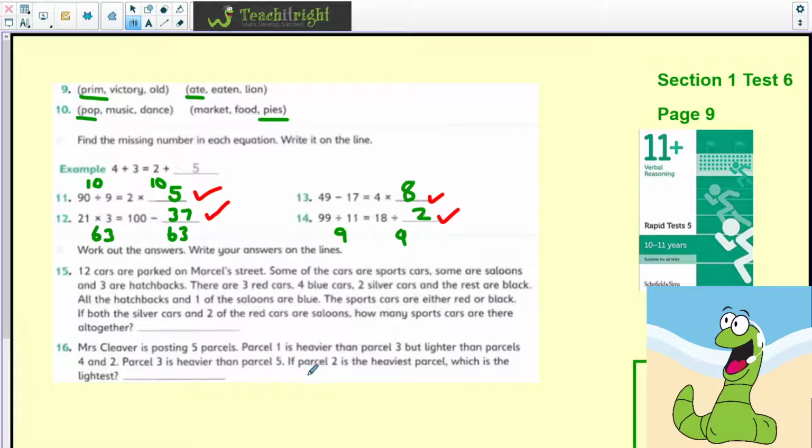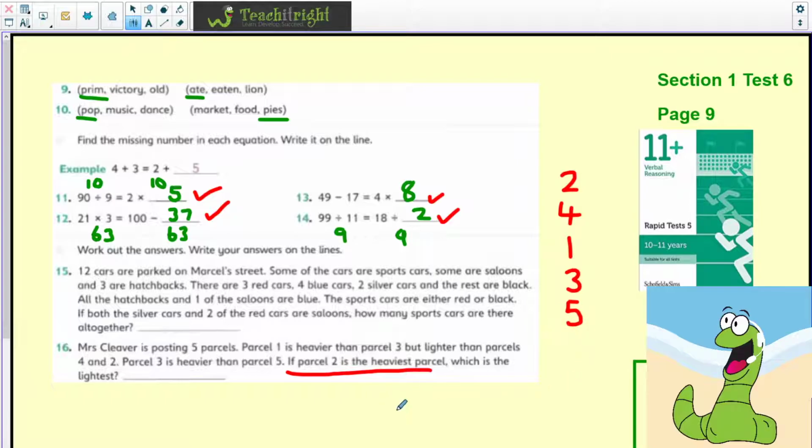So again, always work from what you know. We know that the heaviest one is parcel 2. So I'm going to write 2 down. Parcel 1 is heavier than parcel 3. So I can write 1 and 3. But lighter than parcels 4 and 2. Well, we know 2 is the heaviest. So that means that 4 must come underneath 2. But it is heavier than 1 and 3. The other bit of information that we've got is parcel 3 is heavier than parcel 5. So therefore 5 comes underneath 3.